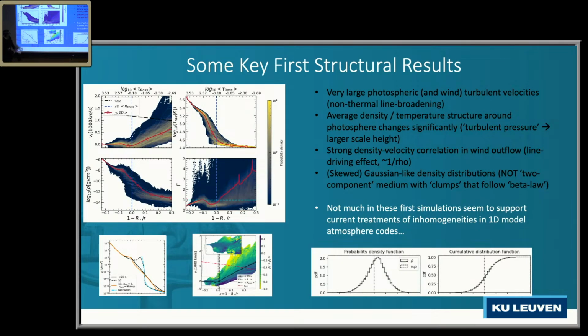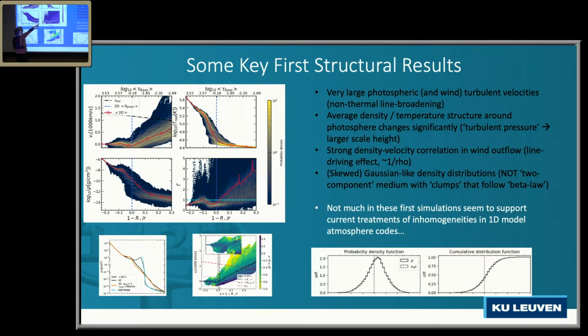So, okay, here are some key first structural results from these simulations. First, I've mentioned this, very large photospheric and wind turbulent velocities. This is, of course, the non-thermal line broadening mechanism, which we typically call micro and macro turbulence. Of course, it will also affect things like the chemical abundance determinations. Again, I take the solar versus cosmic abundance scale as the classical example of this.